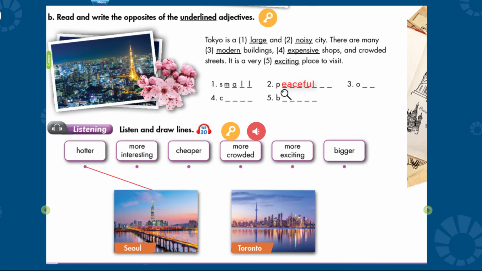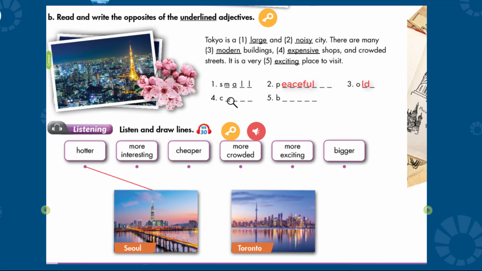Noisy là ồn ào. Peaceful, như vậy trái nghĩa của nó sẽ là peaceful, yên tĩnh, yên bình, thanh bình, right? Peaceful, right? So the opposite of modern is old, right? Old. Modern là hiện đại, right? Và trái nghĩa của từ modern là gì? Old là cũ. Okay. Modern buildings.